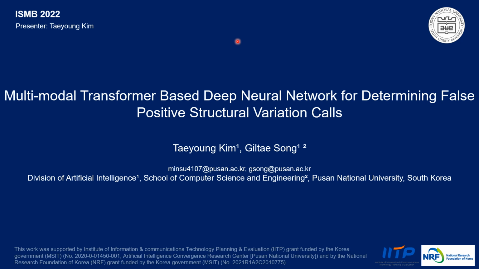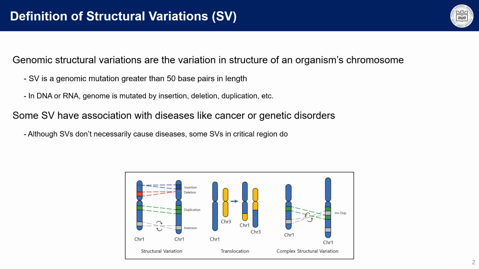Today, I'm going to talk about a multimodal transformer-based deep neural network for determining false positive structural variation calls. In genomics, structural variations are variations in the structure of an organism's chromosome.